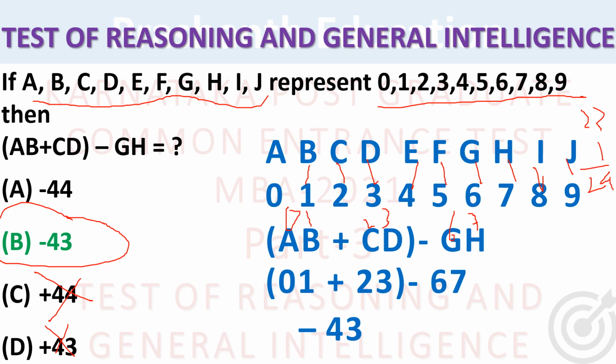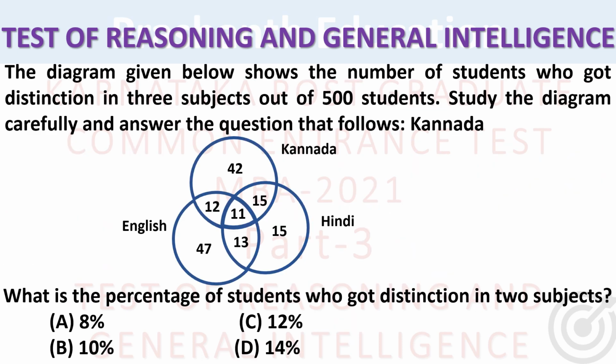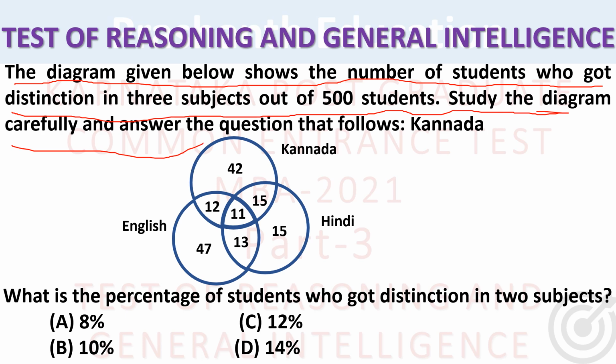Okay, let's go into the next question. Let's look at what they're asking. The diagram given below shows the number of students who got distinction in 3 subjects out of 500 students. Study the diagram carefully and answer the question that follows. They have given us a Venn diagram.